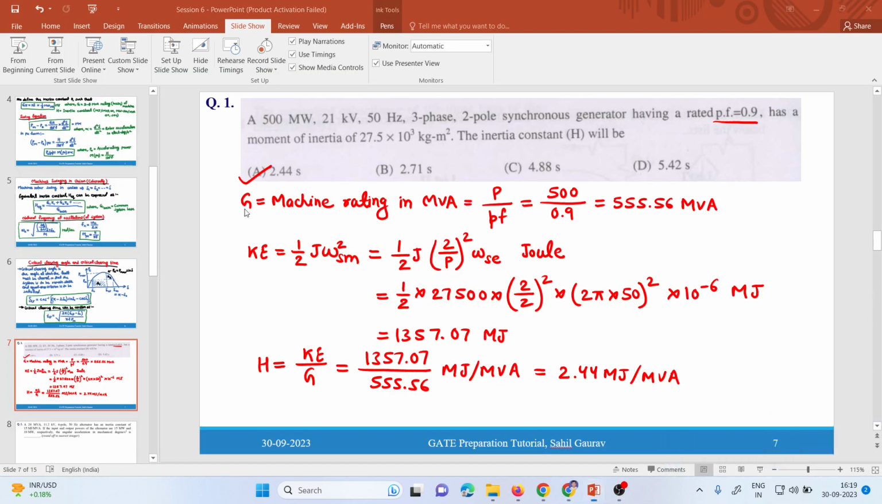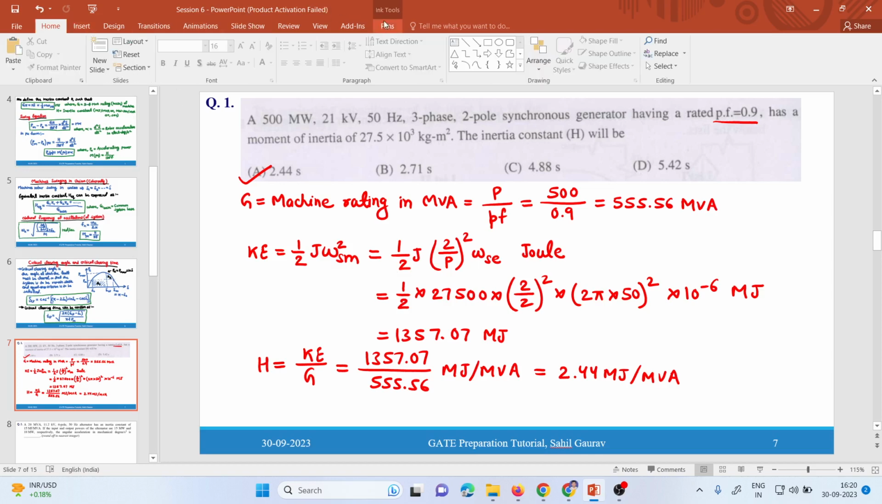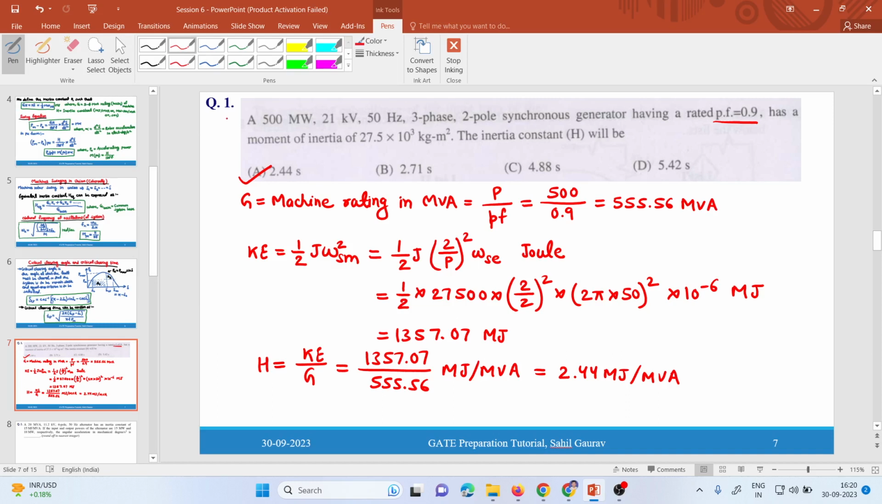If you use this expression omega sm, then you have to write omega sm as 2 pi ns. This is a little bit older problem and has been asked in GATE 2009, 2 marks. So if someone wants to use omega sm, then you can use that way also.